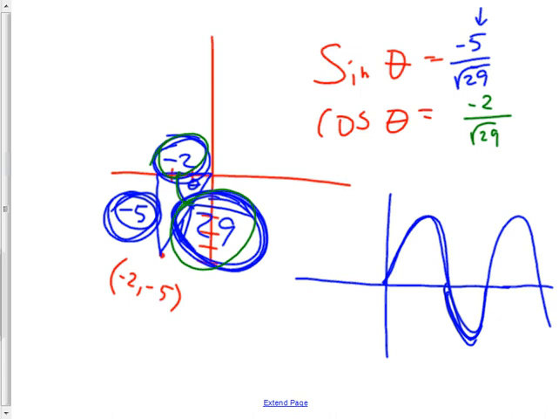So let's give you one more, and I'll ask you to find one of the weirder ones, the sister functions. So let's say I had a point of -1, 1.